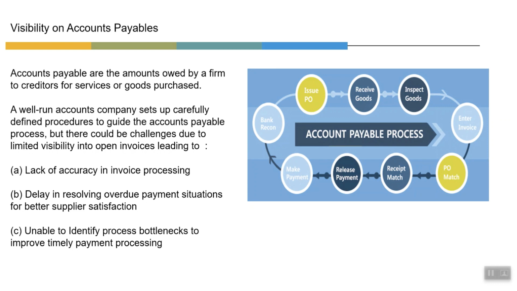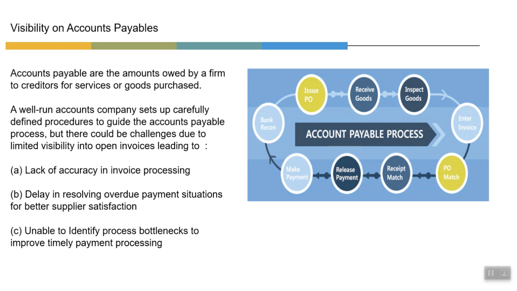So you see, for any modern business, accounts payable is one of the most high-stakes tasks. After all, every business needs to pay what it owes. You can't afford to get this wrong. But there could be challenges due to limited visibility into open invoices, leading to a lack of accuracy in invoice processing, delays in resolving overdue payment situations, or being unable to identify process bottlenecks to improve timely payment processing. These can have a negative impact on supplier relationships.